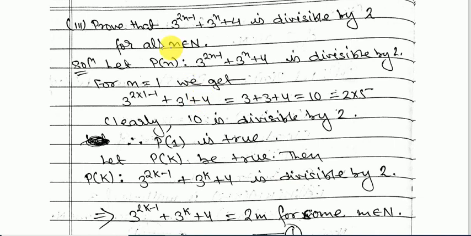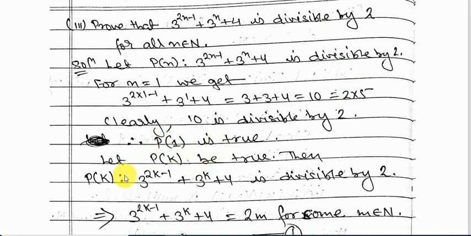Next is: prove that 3 to the power 2n minus 1 plus 3 to the power n plus 4 is divisible by 2 for all n belongs to natural number. So same way, let Pn be this statement, this is divisible by 2. Next, put n equal to 1. Done. You will get 10. Clearly, 10 is divisible by 2. So your statement is true for n equal to 1.